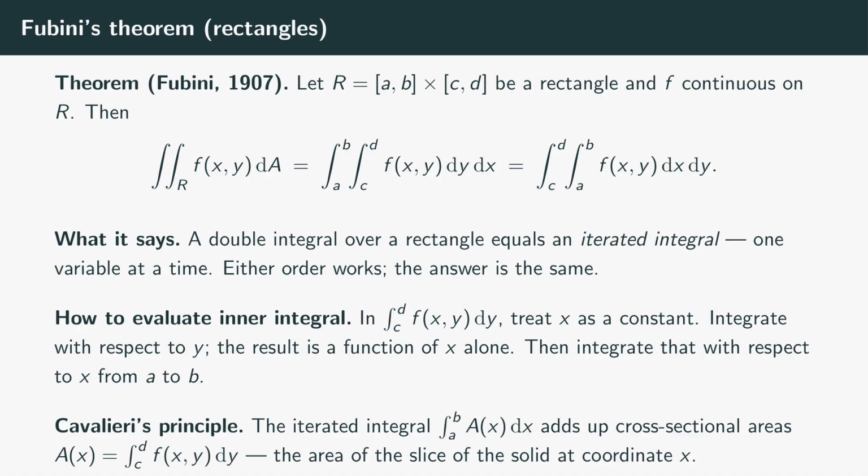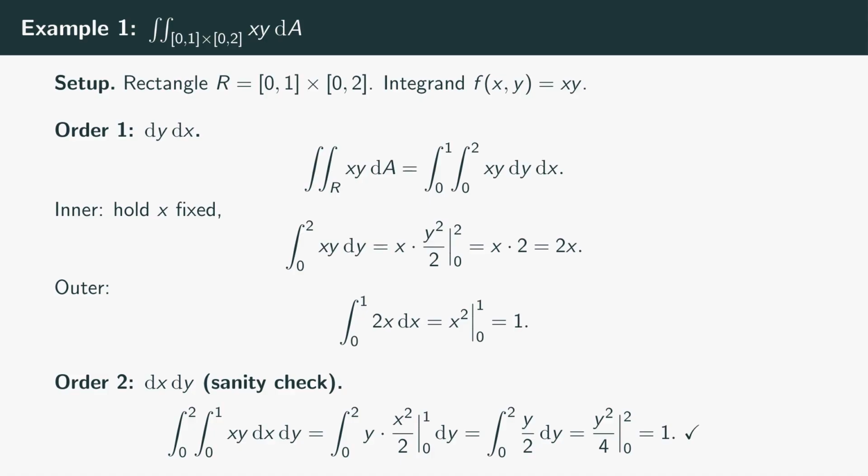Geometrically, this is Cavalieri's principle. Capital A of x is the cross-sectional area of the solid at the slice x equals constant, and integrating cross-sectional area against x gives volume. Two single variable integrals and you've nailed the double. Let's grind through an example to nail down the mechanics.